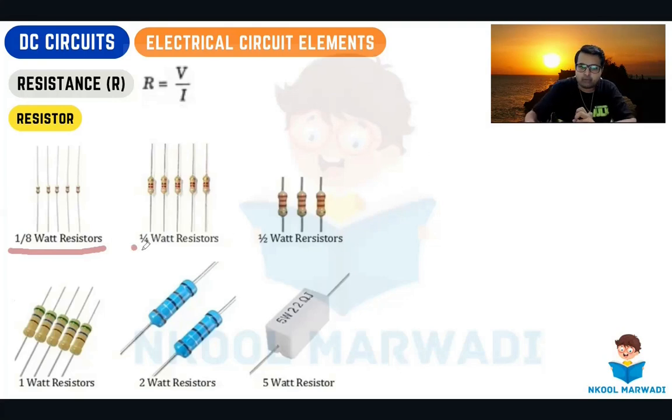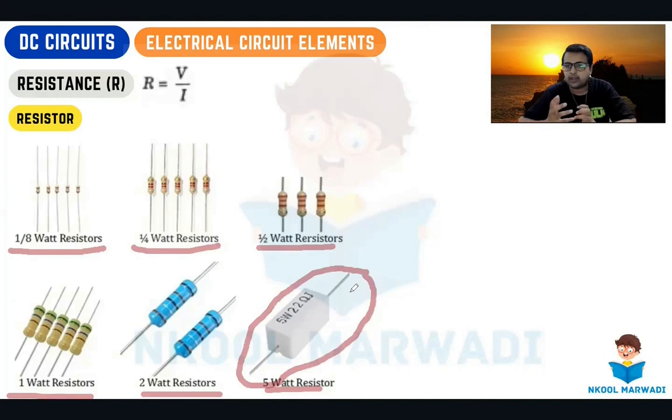Then we have 1/4 watt resistors, then 1/2 watt resistors, then 1 watt resistors, 2 watt resistors, and 5 watt resistors. As you can see, this 5 watt resistor will be very powerful. It can offer a very high resistance to a very high flowing current. And if the current flowing is very small, then we can use these tiny, very small resistors.